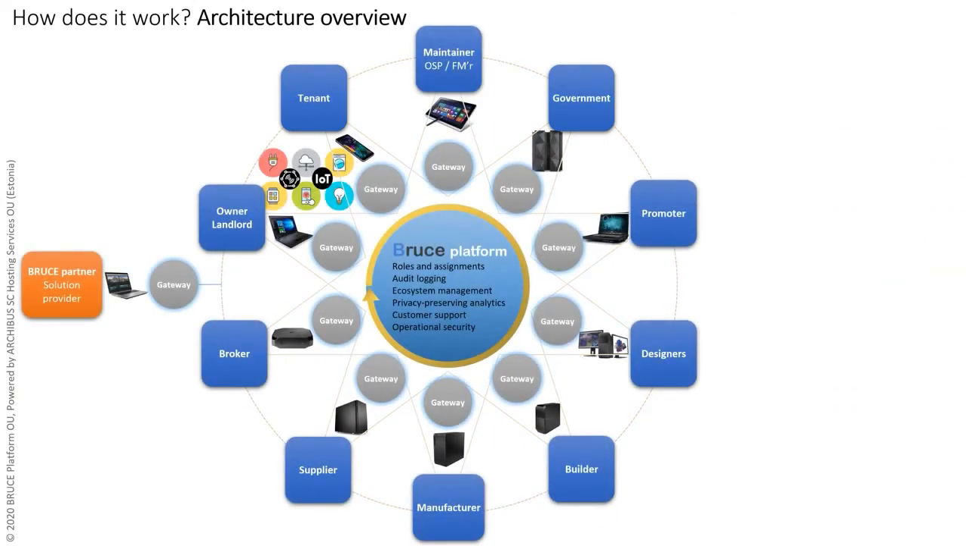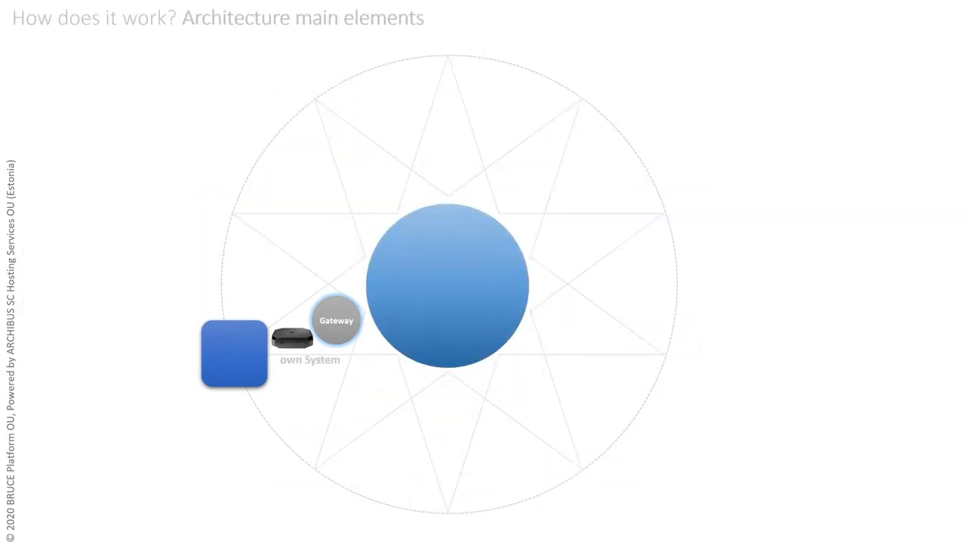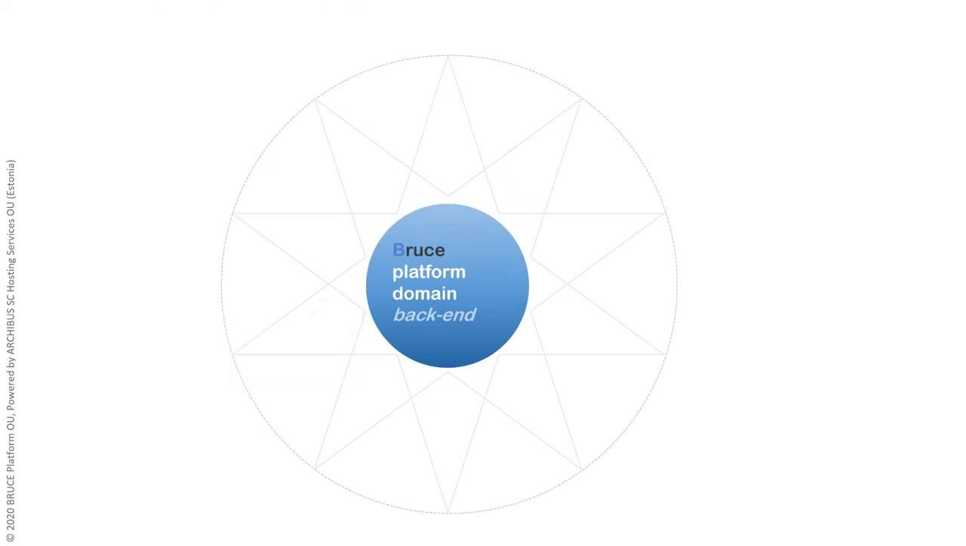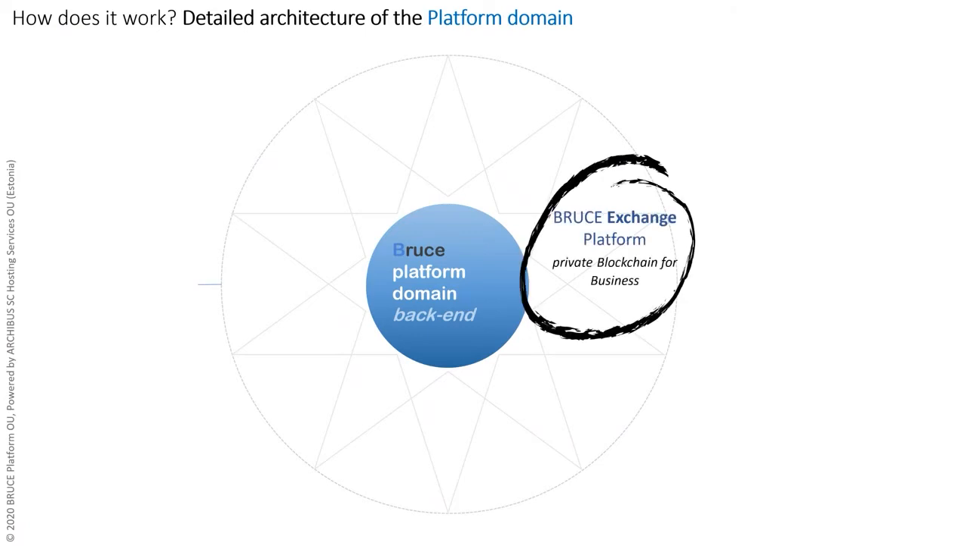Now I will talk a little bit about architecture, technically speaking. I will try not to be so technical anyway, but those are the main elements. Those four things we are going to check one by one. The first one we are going to talk about is what we call the Bruce platform, the back end of everything. And those are the components.